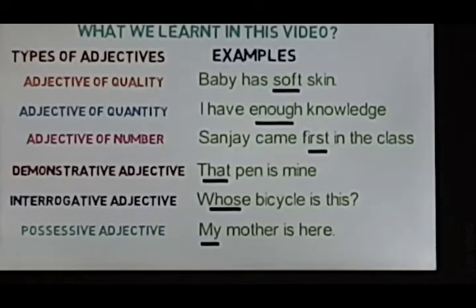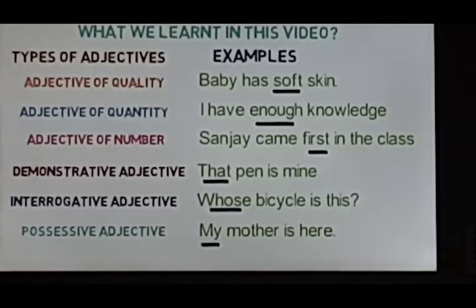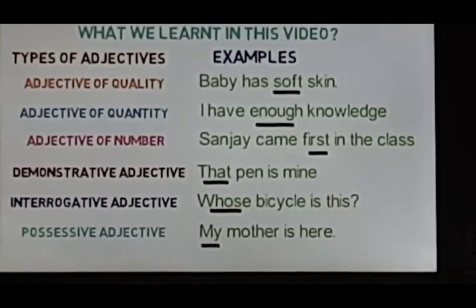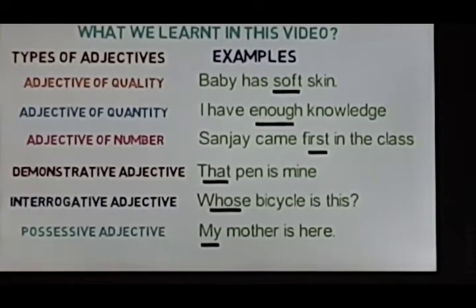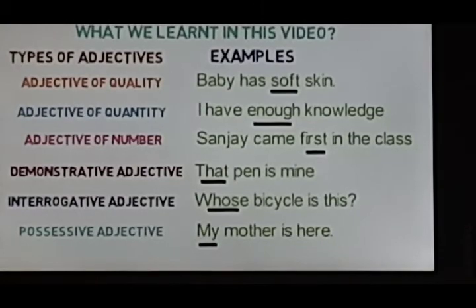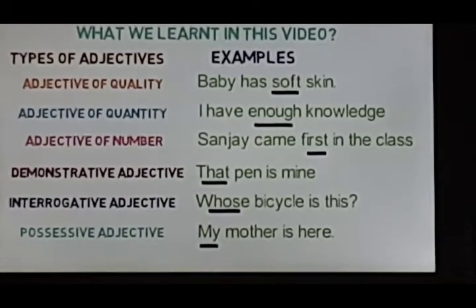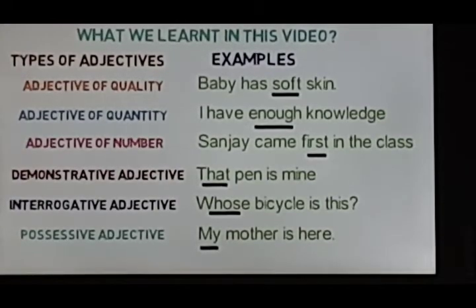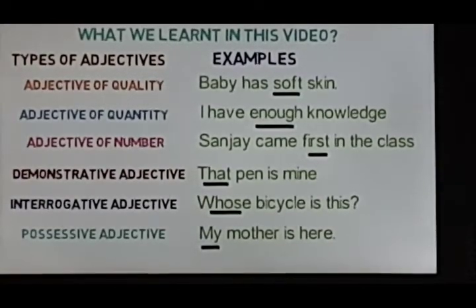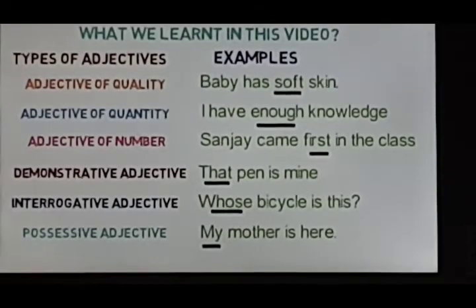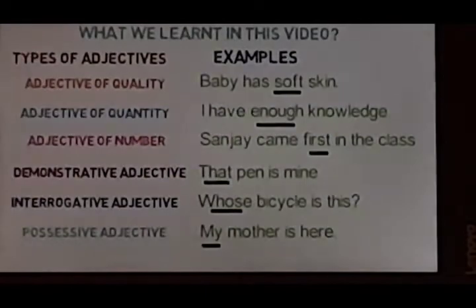Demonstrative adjective, that pen is mine, and it is answering the question which one. Interrogative adjective, interrogative words beginning with WH. Whose bicycle is this? And possessive adjective, telling us about the ownership of some noun. So they always come before a noun, like in the sentence example, my mother is here. So these were the kinds of adjectives.